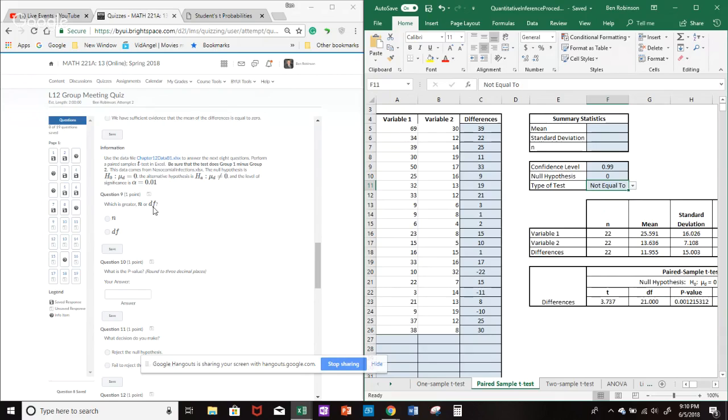Oh, what's that called? I forgot what it's called, but the DF is always one number less than n. Always. So n is 22. The DF is 21. It's always one less than.